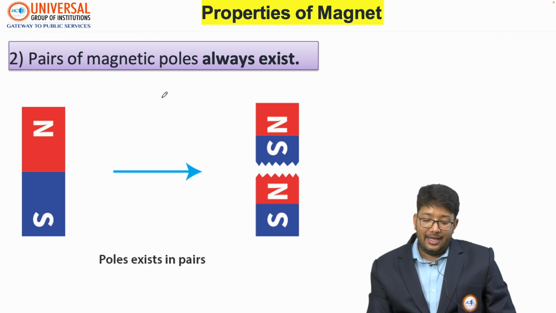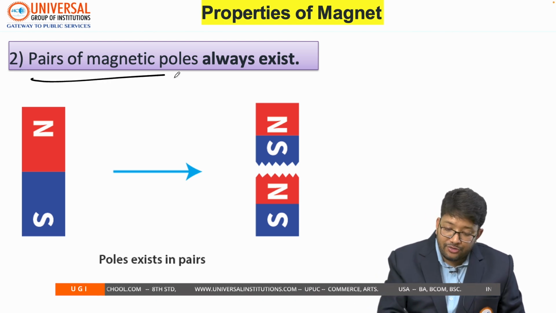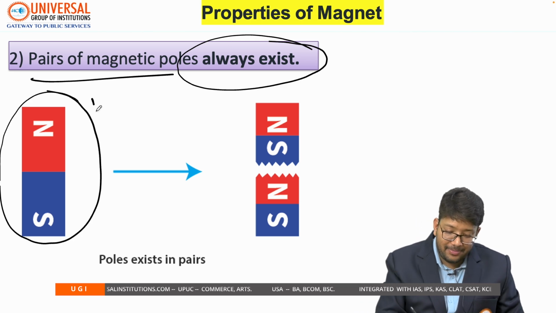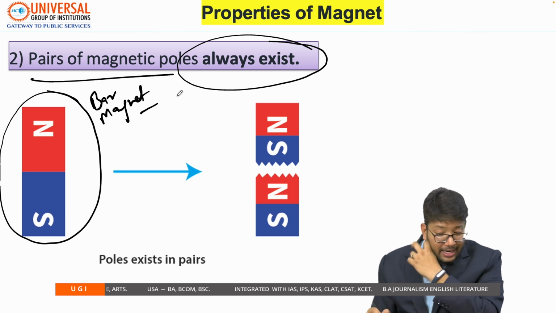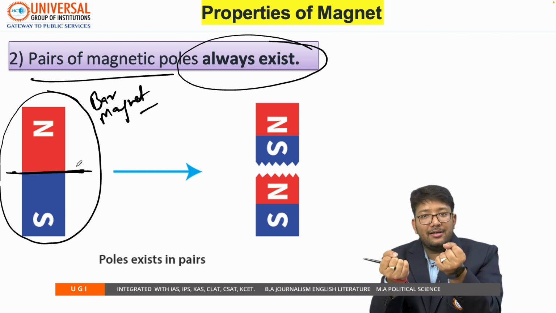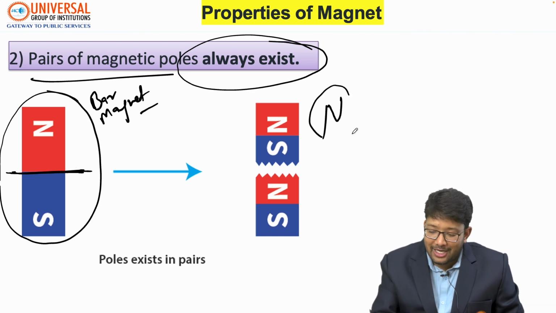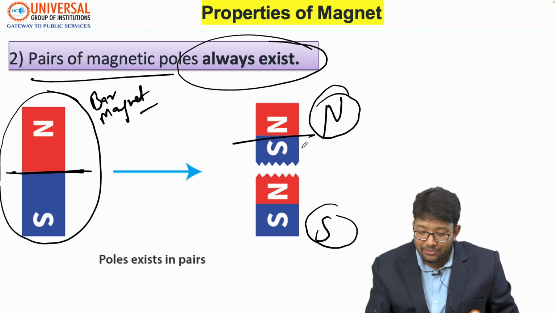Okay, fine. Now the second property of a magnet is that pairs of magnetic poles always exist. Suppose that this is a bar magnet. Which magnet is this? Bar magnet. Okay, now if I break this magnet, you will think north will become north and south will become south. No, immediately north and south will be formed.